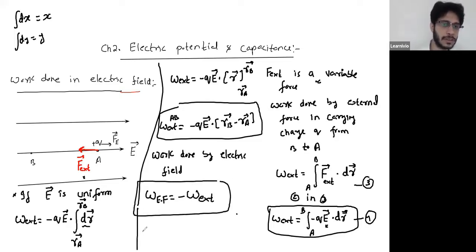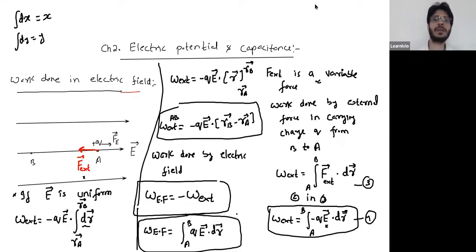So remember this result. The work done by electric field from A to B, instead of this negative sign, you will get a positive sign. Q E dot dr. That's the only difference between work done by electric field and work done by external force. Similarly, if your field is uniform, then you can just simply write this as Q E dot RB minus RA.